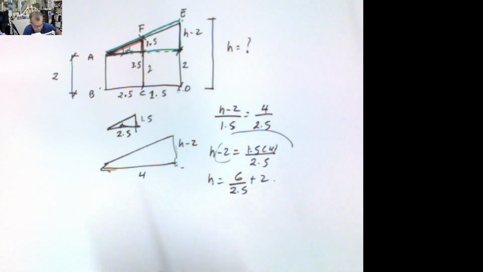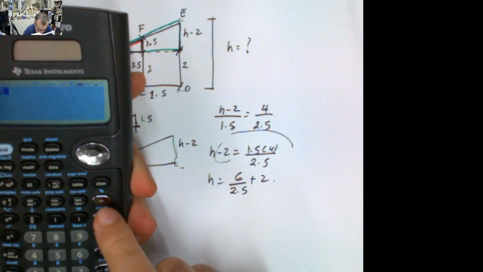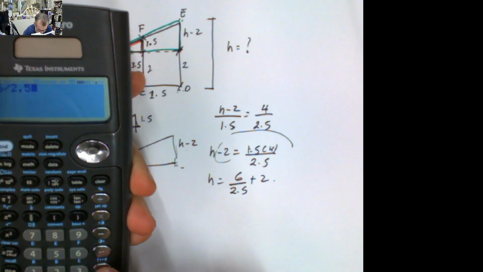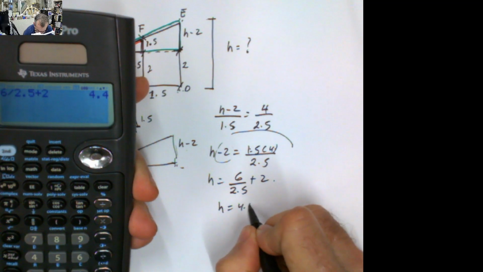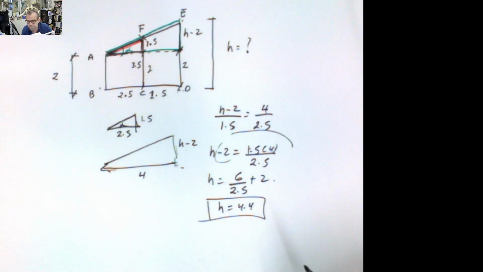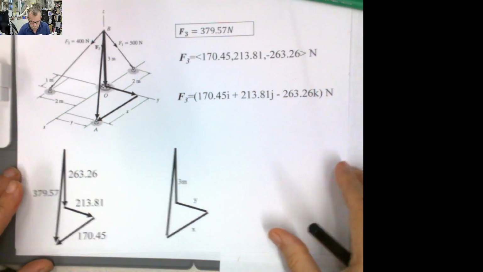And that is 6 divided by 2.5 plus 2, 4.4. There you go. Solved. Now, in statics, you're going to have problems, for example, like this one.